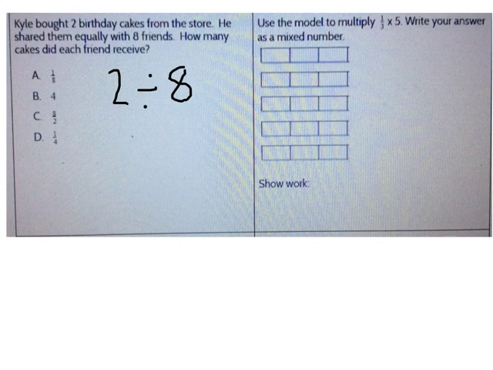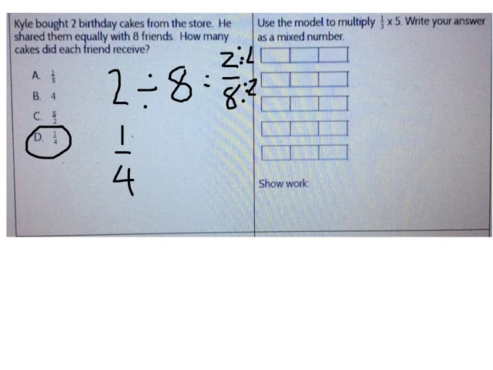When I divide 2 divided by 8, what fraction do I get? I get 2/8. I need to simplify 2/8 to find my answer. What's a number that goes into both 2 and 8? 2 goes into both. So I'm going to divide both by 2. The correct answer to this problem is D, 1/4. Each friend receives 1/4 of a cake. Let's look at the next problem.